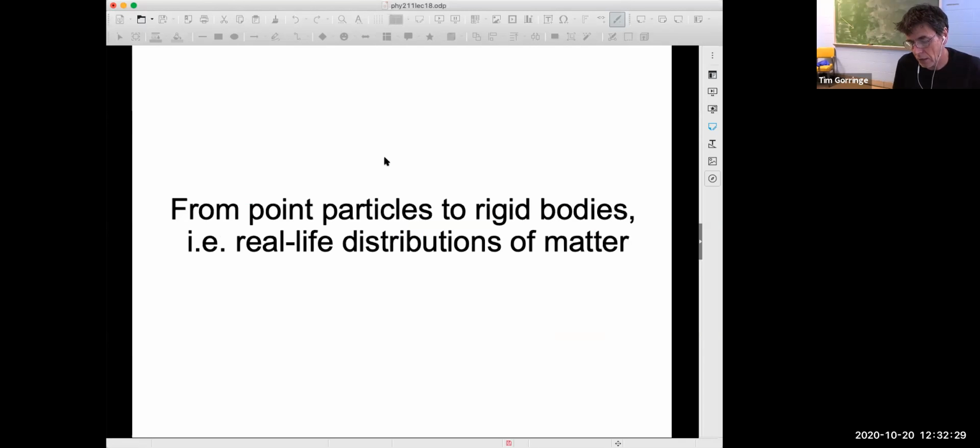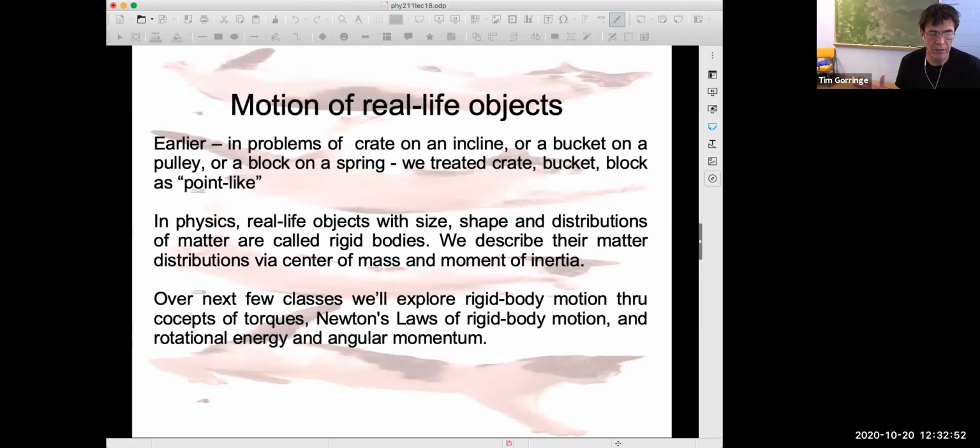And in today's class, we're going to step forward from discussing what I would now start calling the motion of point-like objects to what we're going to be calling the motion of rigid bodies. And so that's today's topic, and we'll be continuing with this topic for several lectures. So let me just put it in perspective.